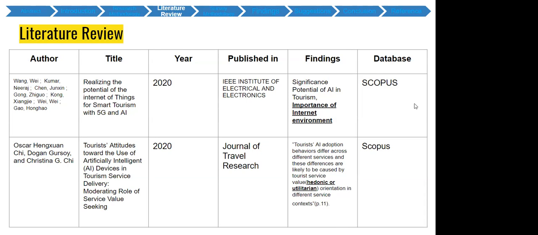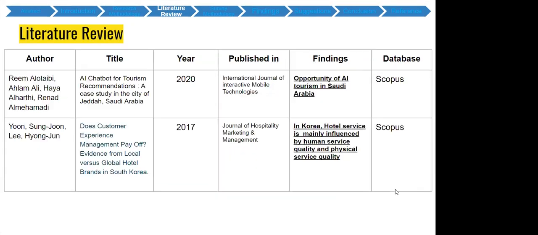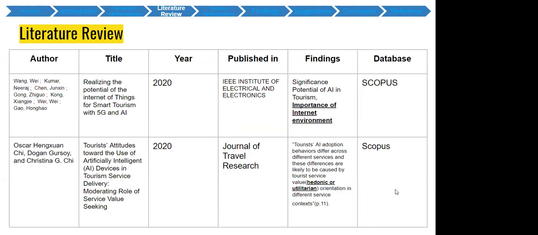So from the next article, Tourist attitude toward the use of artificial intelligence device in tourism service delivery, moderating role of service value seeking. This article was one of the important articles for our topic because we have learned that based on service value, whether it's hedonic or utilitarian, people might have different reactions to the AI. When it is hedonic service value, people don't want to use AI. However, when it is a utilitarian service value, people prefer to use AI. So that was very interesting and very useful article for choosing our topics. Can we go to the next slide?